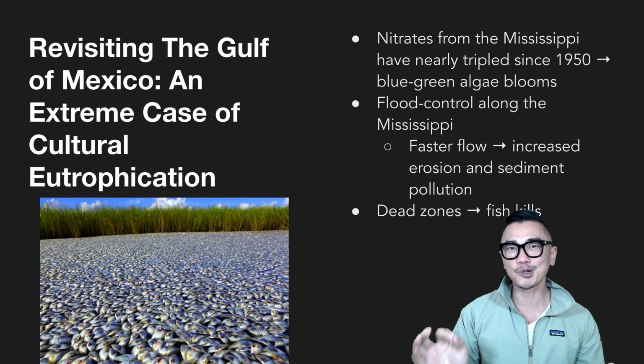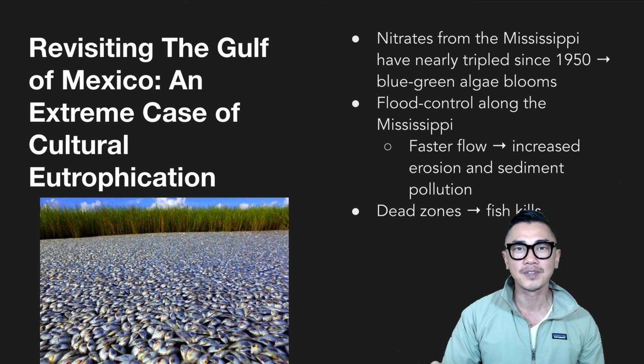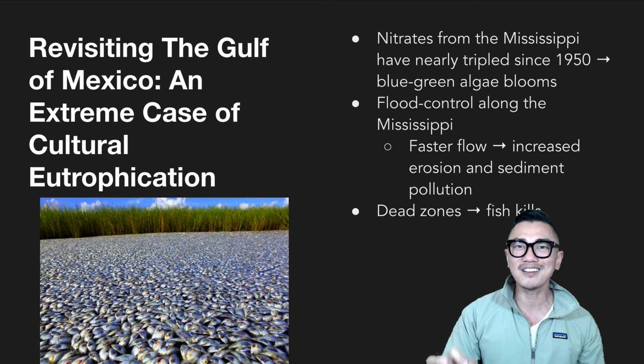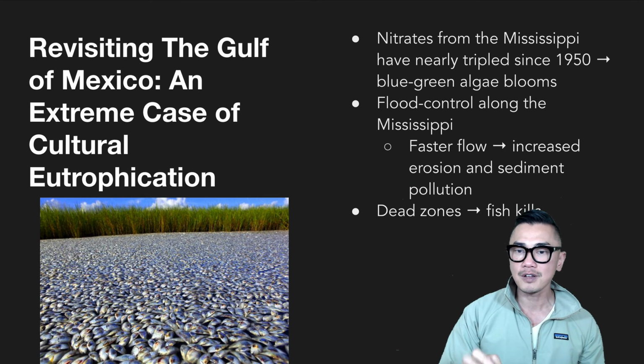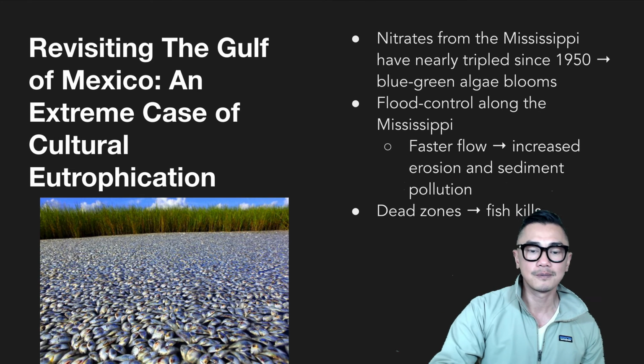The dead zones in the Gulf of Mexico are an extreme case of cultural eutrophication. Nitrate levels in the Mississippi River have nearly tripled since 1950. This has caused blue-green algae blooms in the Gulf of Mexico. Flood control measures in the form of levees and dikes have sped up the flow of water in the Mississippi River. This has led to increased erosion in the river and sediment pollution in the Gulf. The increased nitrates and flood control measures have led to the dead zones and subsequent fish kills.